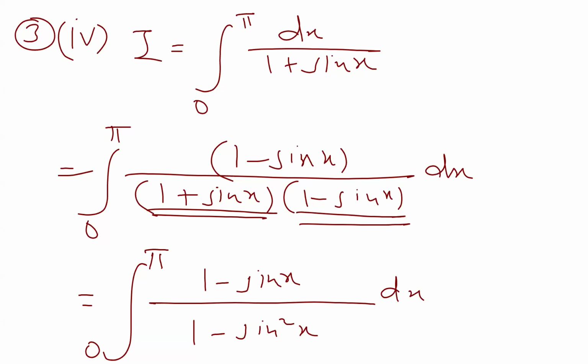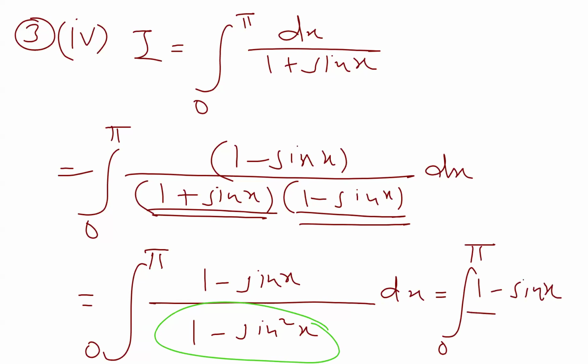So what is 1 minus sin square x? 1 minus sin square x is cos square x. So the integral is dx, 1 minus sin x upon cos square x.